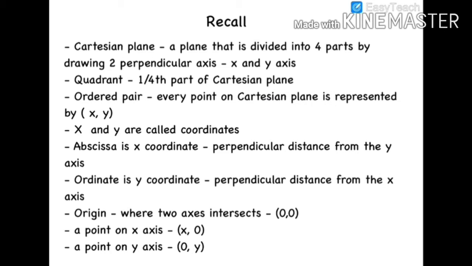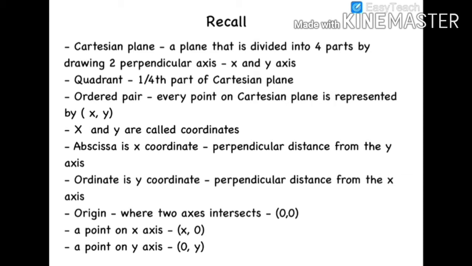A plane that is divided into 4 parts by drawing 2 perpendicular axes is called as Cartesian plane. Each axis is given a name. The horizontal axis is called as x-axis and the perpendicular axis is called as the y-axis. These axes divide the plane into 4 parts. So each part, that will be 1/4 of the Cartesian plane, is called as a quadrant.